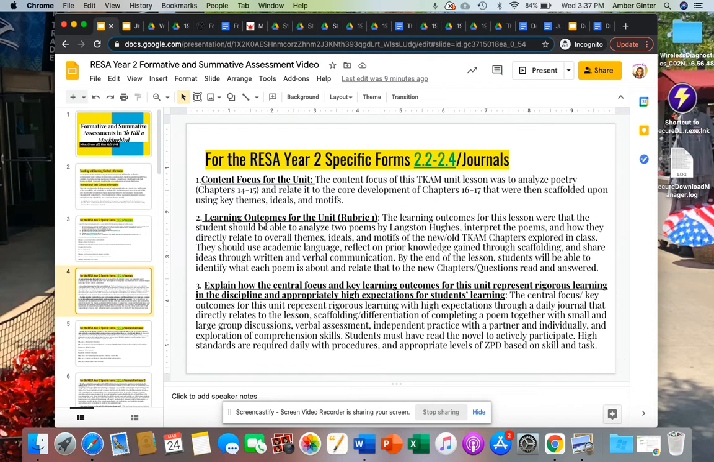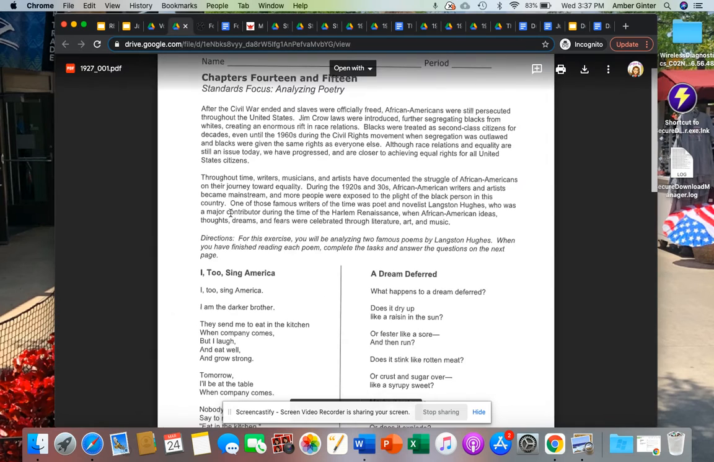So if we take a specific look at this lesson that I taught in January, the content focus is what we're going to hit first, and that was to analyze poetry that was noted in chapters 14 and 15 and related to the core development of chapters 16 through 17 that were then scaffolded upon using key themes, ideals, motifs. And we can kind of see that if we look at the worksheet.